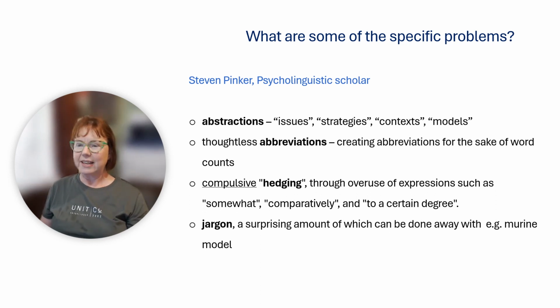And finally, the big one, jargon. Steven Pinker has looked at this and he believes a surprising amount of discourse community jargon is really unnecessary. And his favourite example, I think, is the murine model, which in fact means using rats.